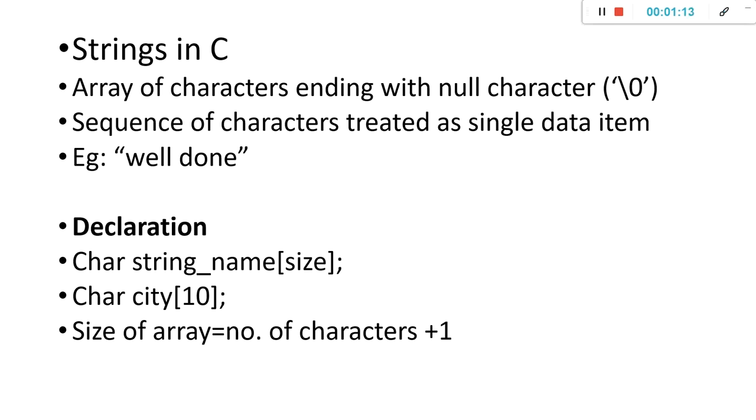So here you can see it is a character data type, and then you have to write the string name. What is the name you want to give? And along with that, you should give the size of the array. How many characters will be there in that particular array? So that size should be given within square brackets. So as an example, I have given it as char city. See here it is given as capital C, but normally it is small c. Char, and the name of the string is city, and the size of that array will be 10.